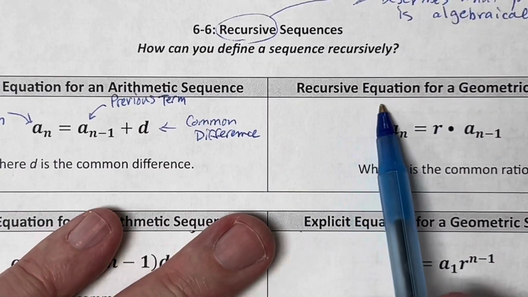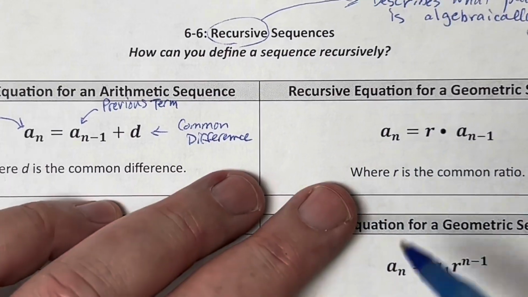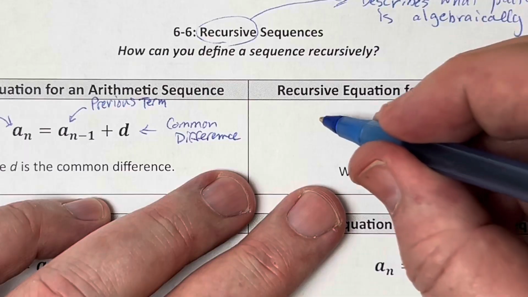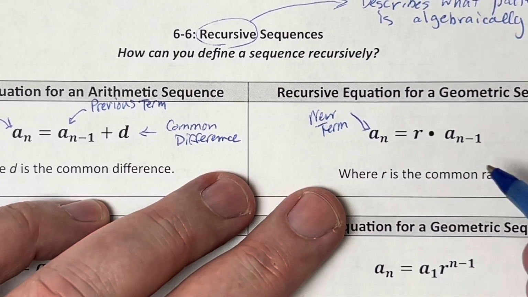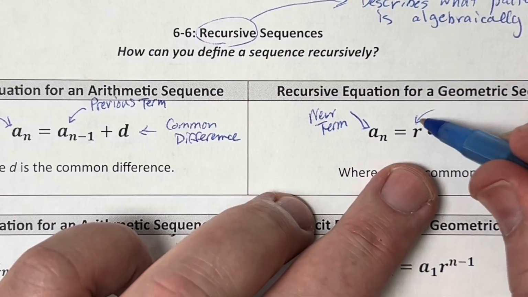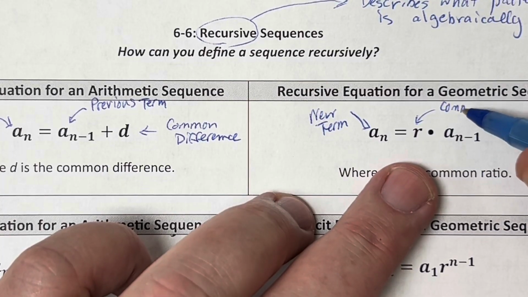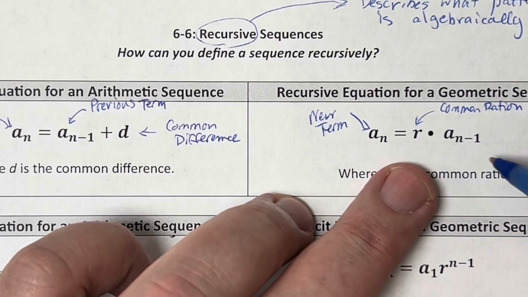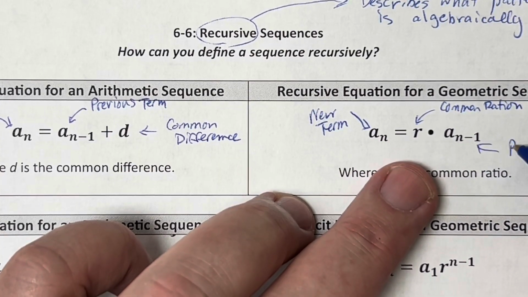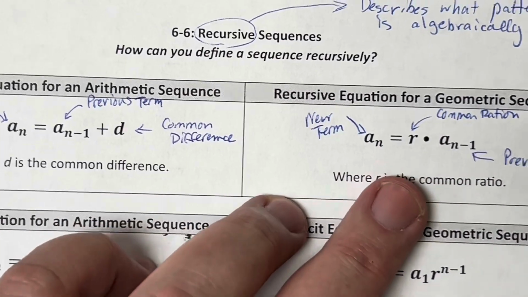Same thing for a recursive equation for geometric sequences. The a_n is the new term, r is the common ratio, and a_(n-1) is your previous term.